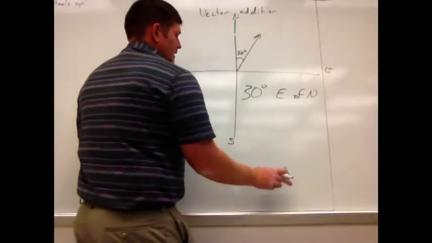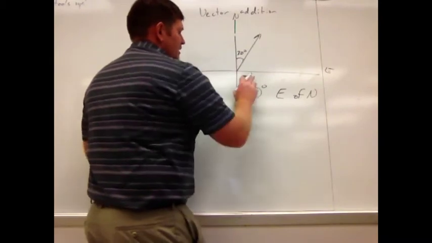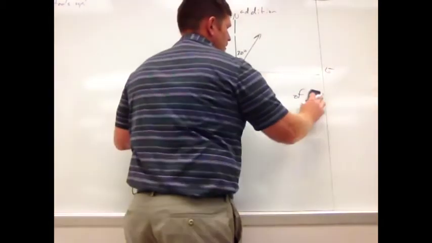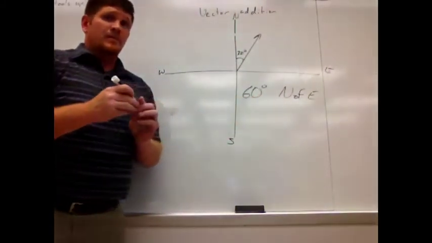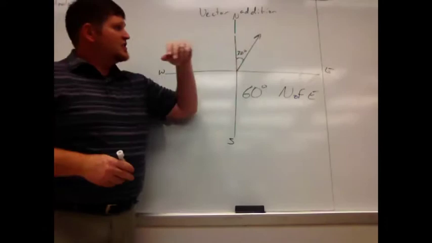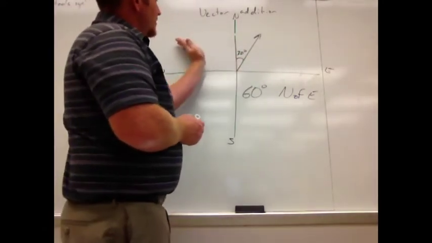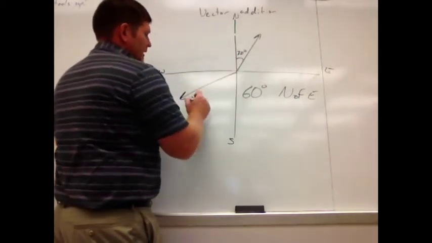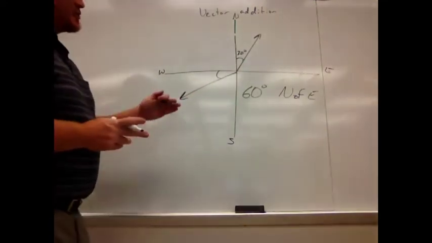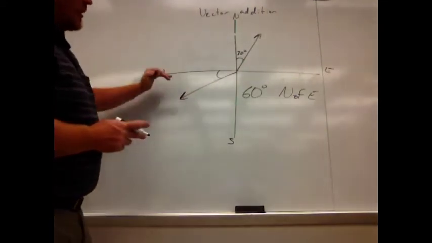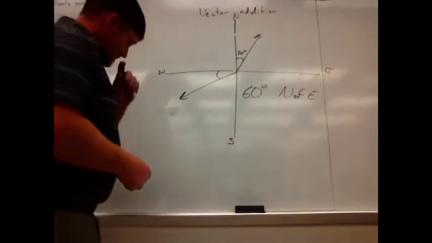Or I could take the same angle. If it's 30 degrees east of north, it would also be 60 degrees north of east. So sometimes they're going to give you different ways of writing things. Just be prepared for that because we have vectors all over the place. Call that a 20-degree angle. We can say that that's 20 degrees south of west. Lots of different ways. We will see all of them.